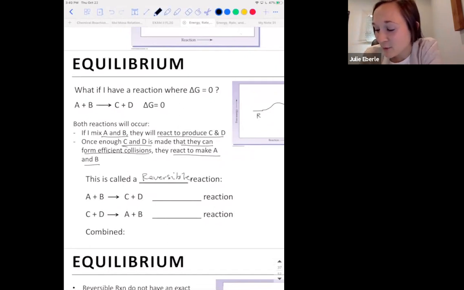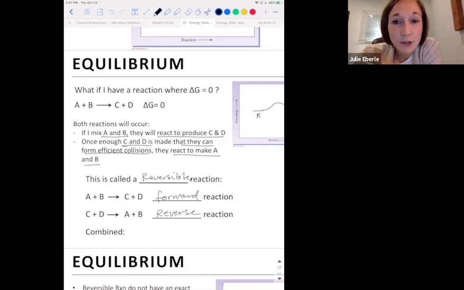So we have a reversible reaction. When you have that, the forward reaction is the initial one where A and B make C and D. We would now call this the forward reaction. And when you take your products and you're remaking your reactants, we call this the reverse reaction. Energetically it's not more favorable to go one way or the other, so both are going to happen.